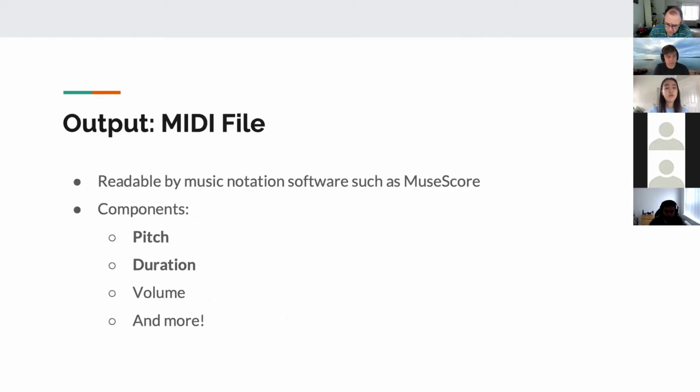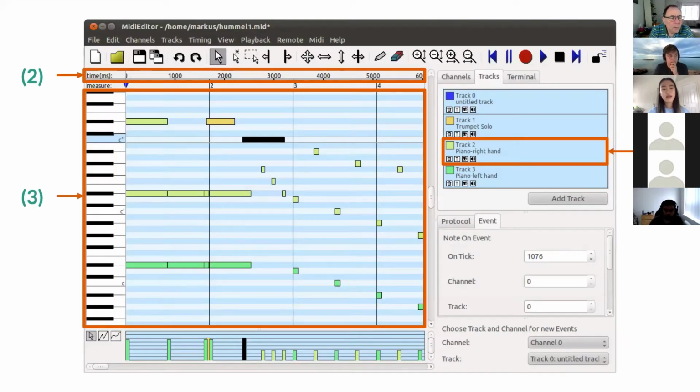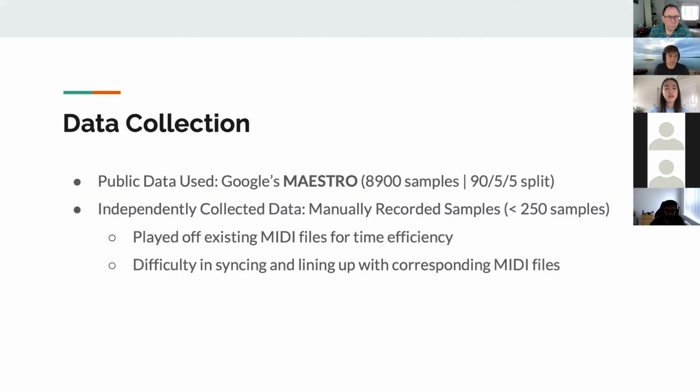As I mentioned before, we output a MIDI file, and it's readable by music notation and editing software such as MuseScore, and it has components like pitch, duration, volume, and more. Just very briefly, if we load that MIDI file into a MIDI editor, for example, number one, it shows what instrument is playing what. Number two, it has the time frame. And number three, it shows what sequence of notes and at what pitches those instruments are playing at each point in time. Next, Richard will talk a bit about data collection.